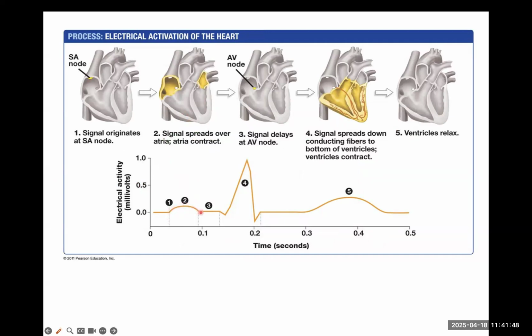Then it's going to pause for a split second, and now the signal has reached the AV node. The AV node is causing the ventricles to contract, and that's where the QRS complex is coming from. And now the ventricles have contracted, and now they're going to kind of relax, and that's where this last bump is coming from. So it's a mild bump where everything relaxes.